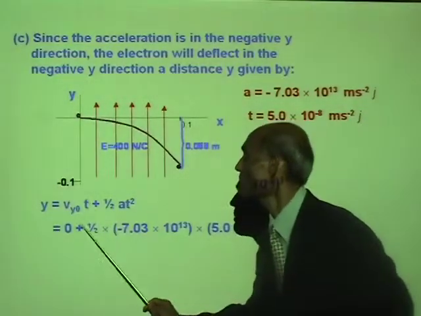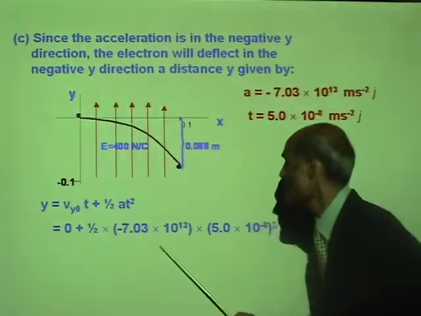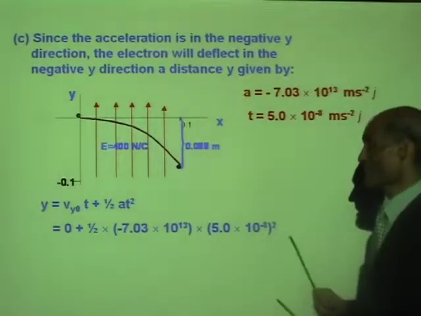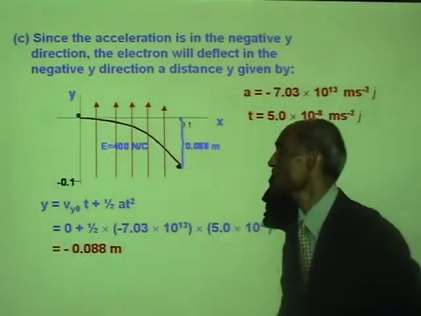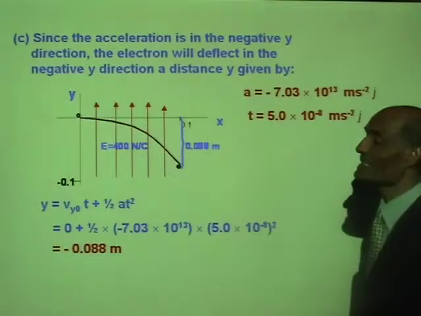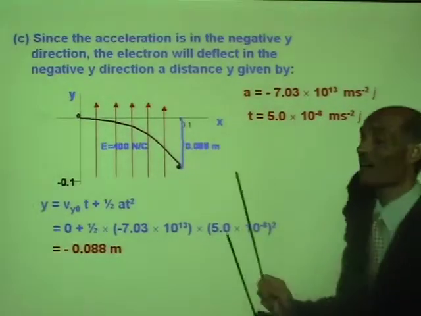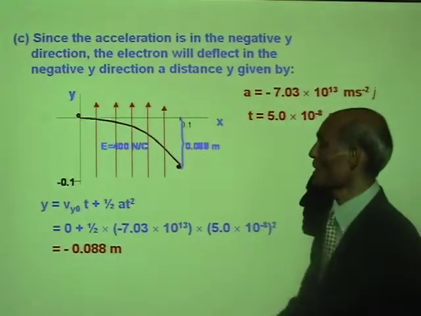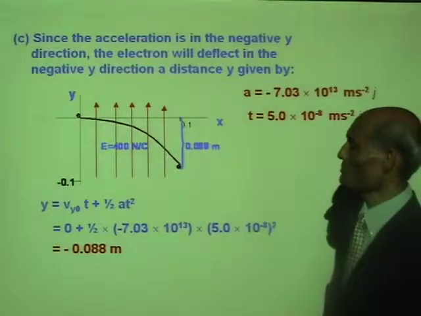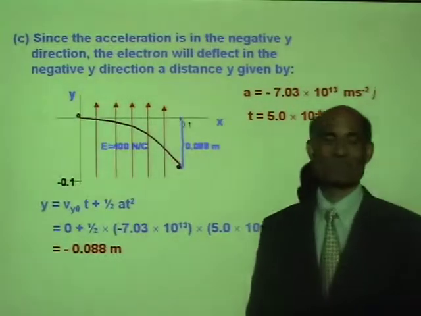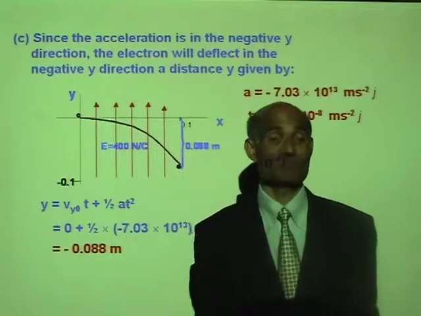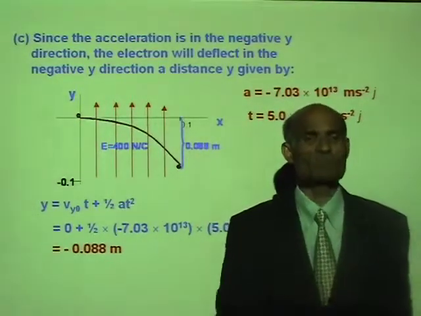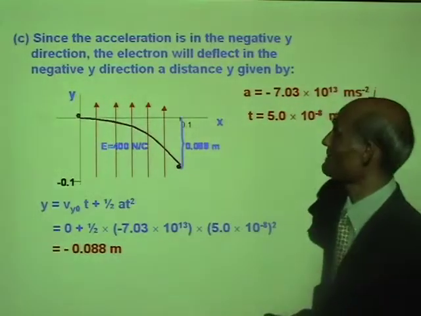So that will be 0 plus 1/2 times a t squared, where t we calculated. And what does that give you? That will be negative 0.088 meter. So during that time, the electron fell through a vertical distance of 0.088 meter. Now, these are all good problems. I hope you got a fair idea how to solve problems using the concept of electric field.